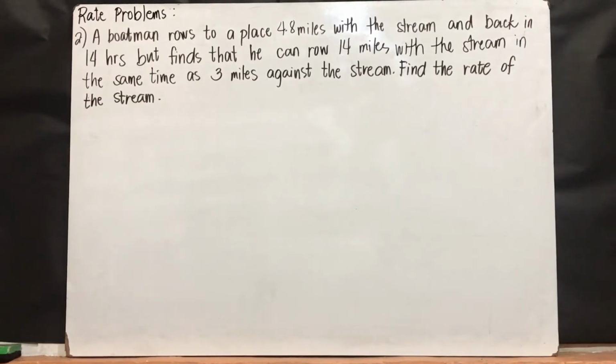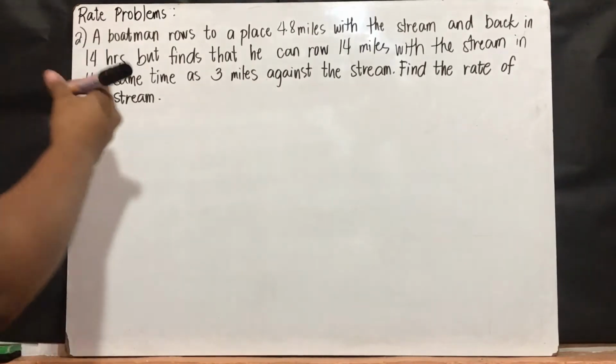So we are in example number 2 for rate problems. A boatman rows to a place 4.8 miles with the stream and back in 14 hours, but finds that he can row 14 miles with the stream in the same time as 3 miles against the stream. So find the rate of the stream.